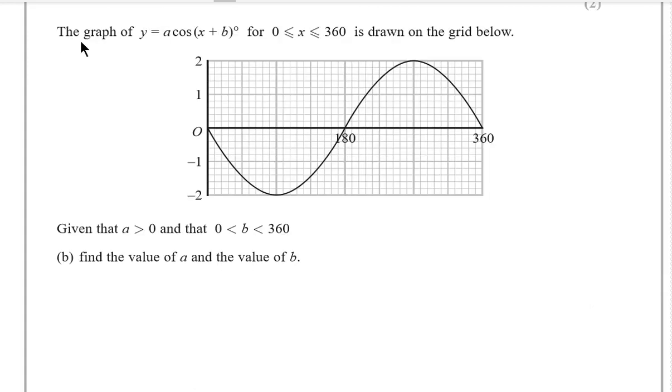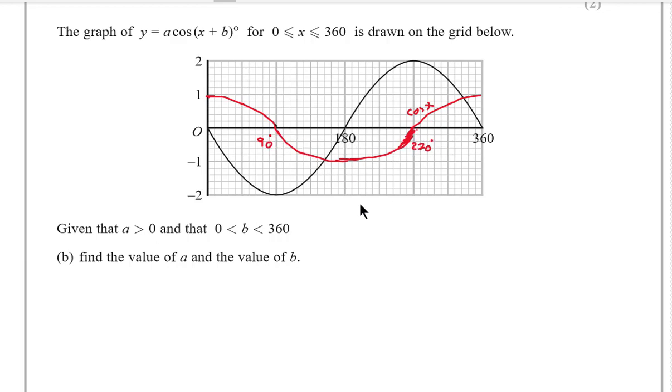The graph of y equals a cosine of (x plus b) degrees, for x more than or equal to 0 and less than or equal to 360, is drawn on the grid below. Given that a is positive and that b is between 0 and 360, find a and b. My advice to you is to draw the original curve of cosine x as follows. This is the original curve of cosine x, and this is 90, 180, 270, 360.